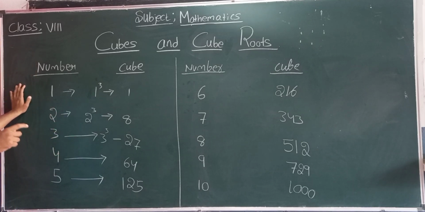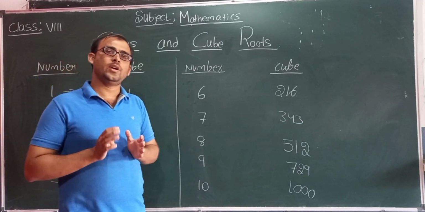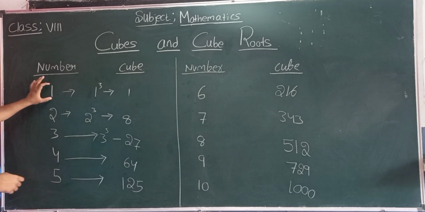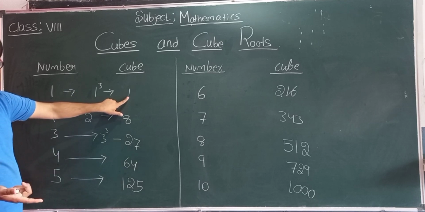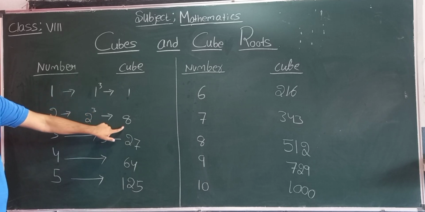So from this table, what can you conclude? Here the cube of an odd number is odd and the cube of an even number is even. For example, 1 is an odd number. When we cube this, what are we getting? We are getting an odd number again. 2 is an even number. So when we cube it, we are getting 8. 8 is an even number, no?